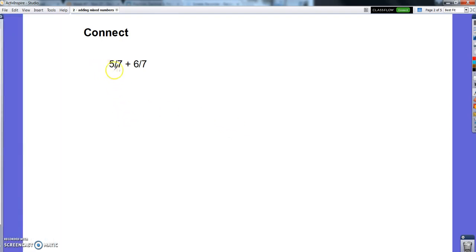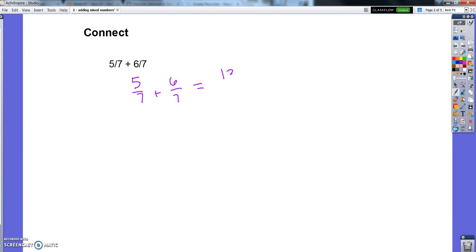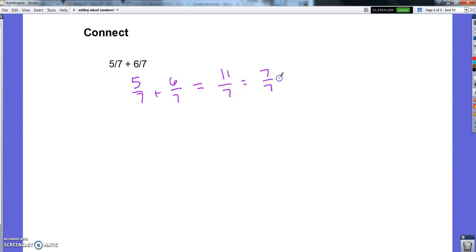Yesterday we talked about adding two fractions where they add up to more than a whole. These were a good example: 5/7 and 6/7. That adds up to 11/7. You can think of 11/7 as 7/7, which is a whole, and another 4/7. And we can write that as what we call a mixed number.